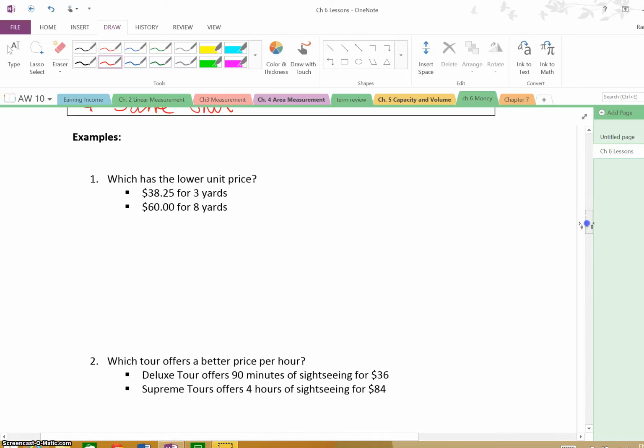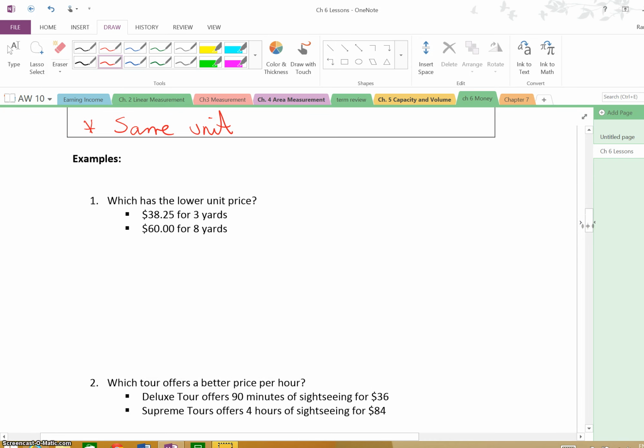So what we're going to do here is first we want to know which one of these two has the lower price. Is it the $38.25 for 3 yards, or is it the $60 for 8 yards? Well, right off the bat, I can tell you that that one's going to be the better deal, because if I doubled that, that's going to be more than 60 for 6 yards. But let's do the math anyways.